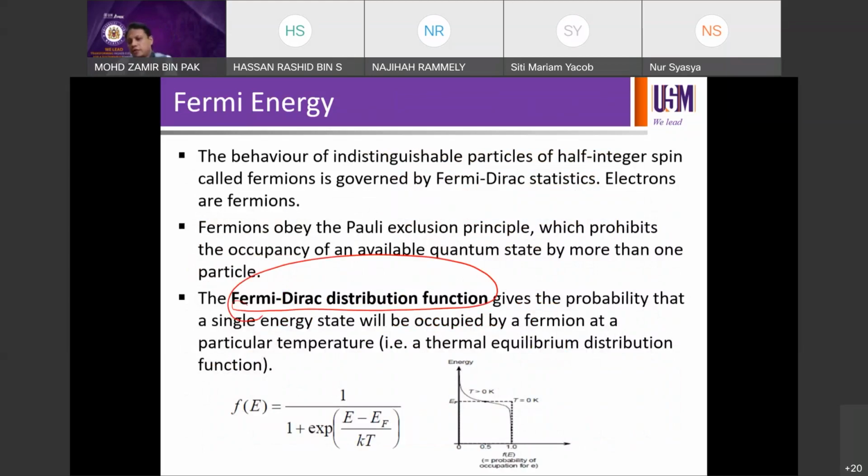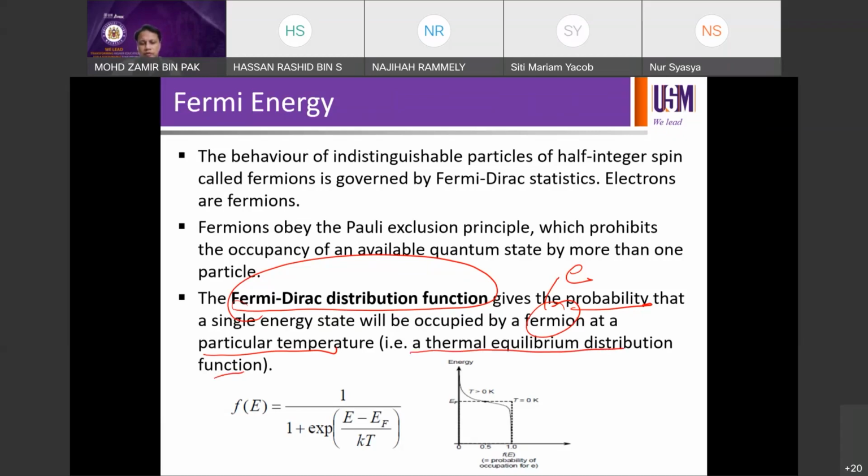So when you say it's Fermi Dirac distribution function, it will give you the probability. So it's about the probability that a single energy state E will be occupied by a fermion, in this case an electron, at a particular temperature. So this is what Fermi Dirac distribution function is all about. It will give you the probability that a single energy state will be occupied by an electron at a particular temperature, right? Or at thermal equilibrium condition, right?